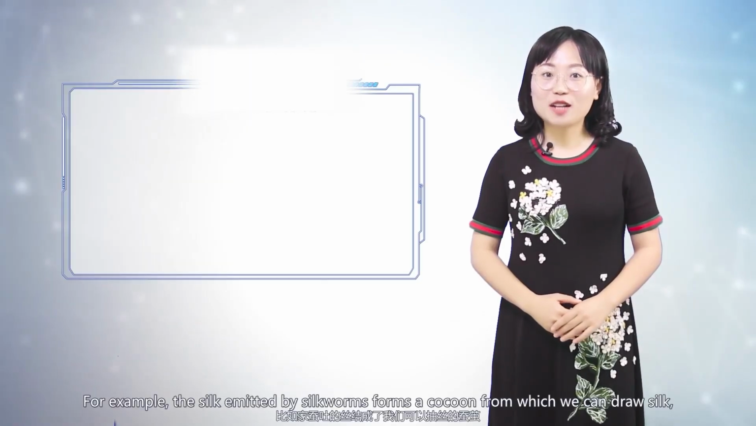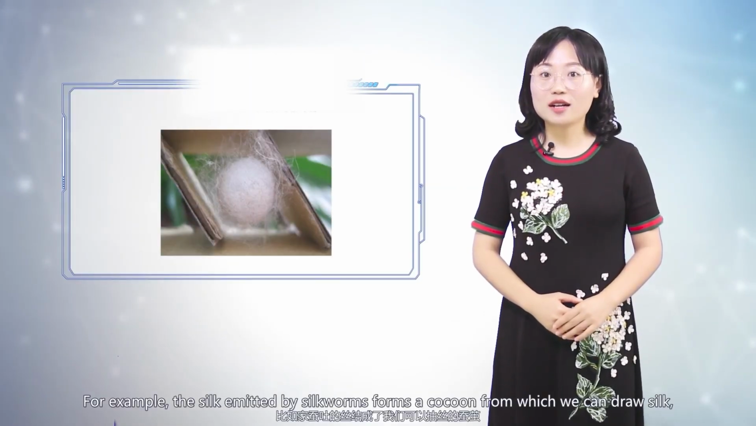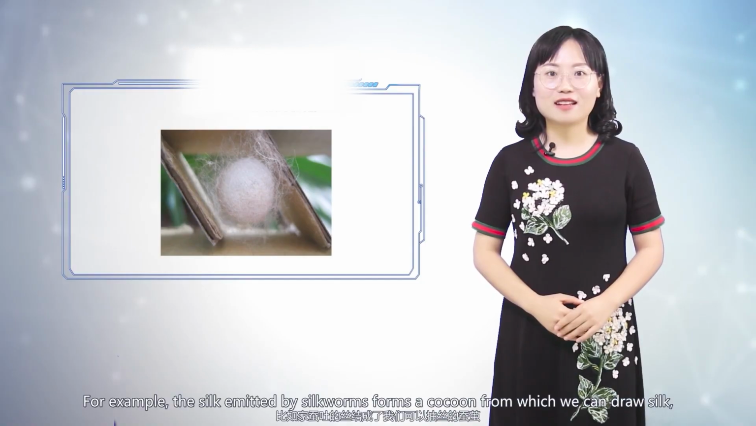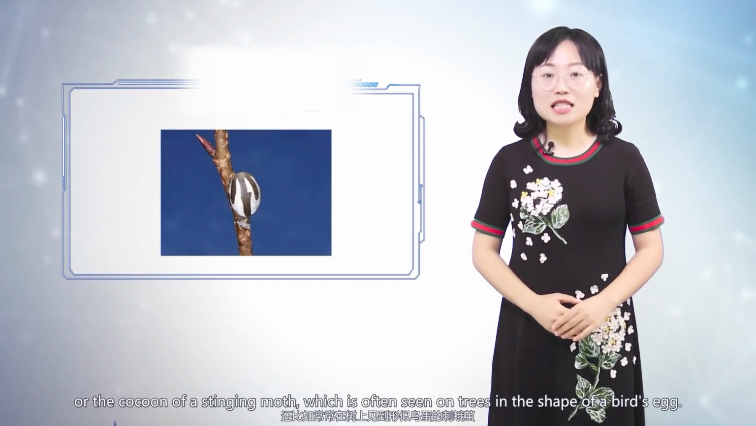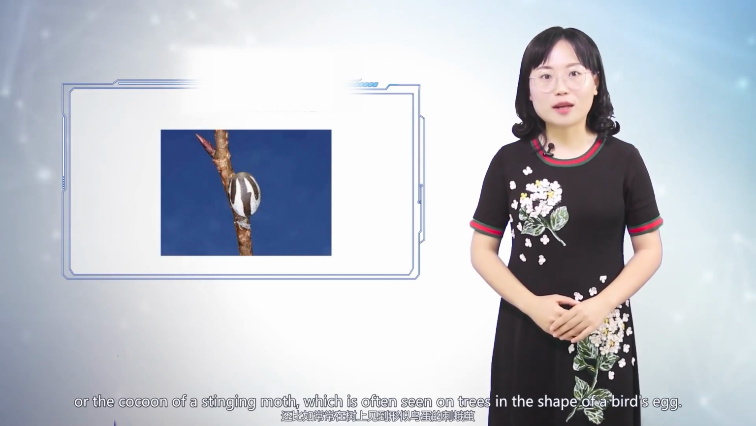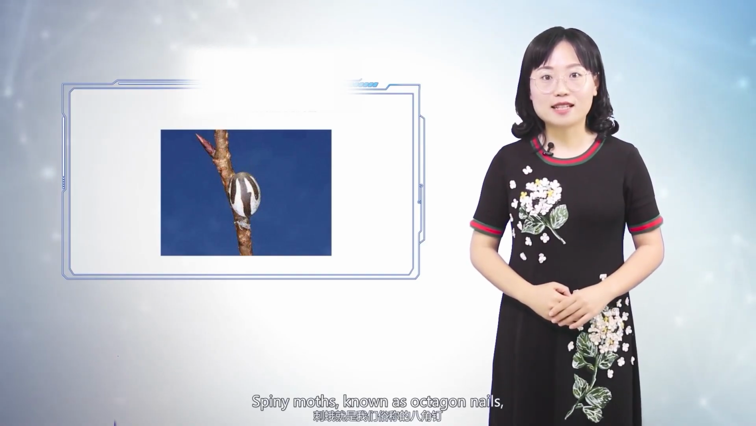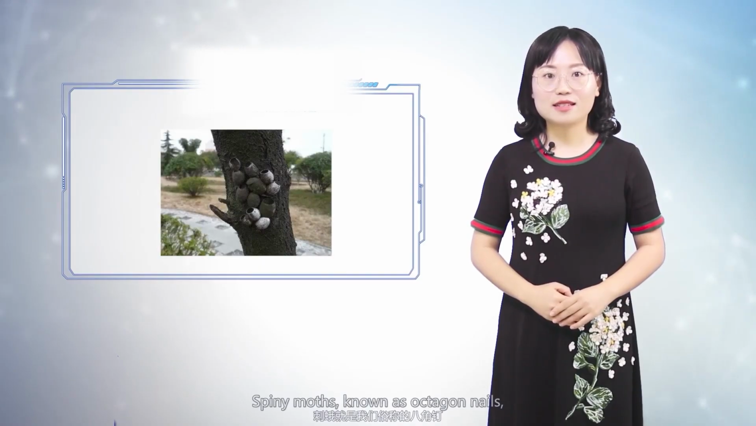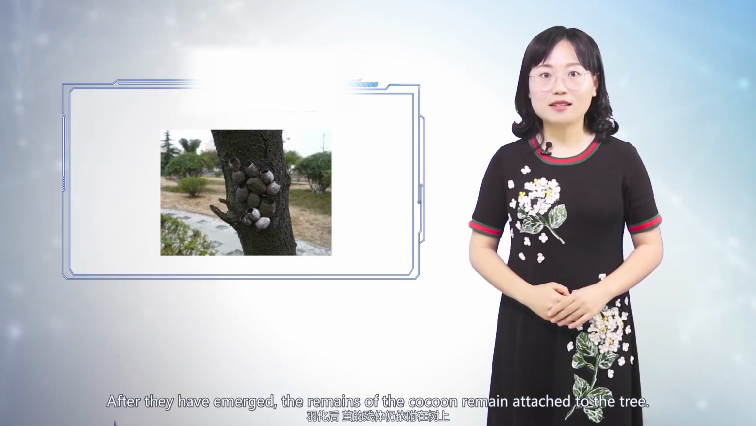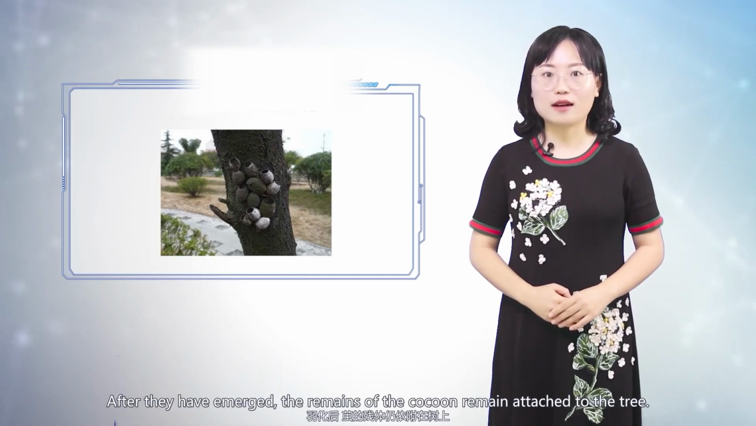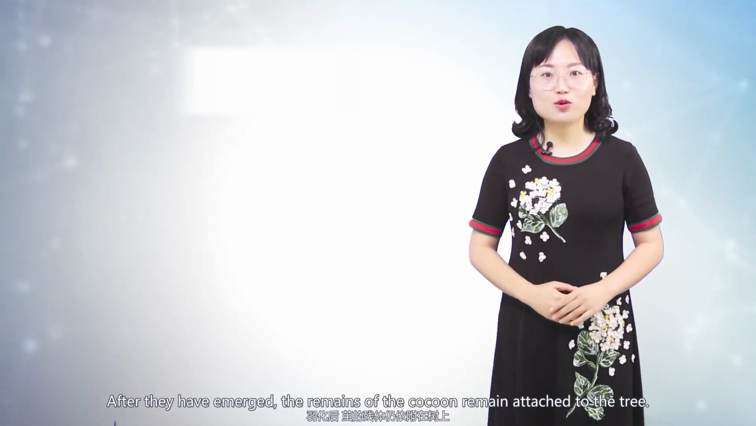For example, the silk emitted by silkworms forms a cocoon from which we can draw silk, or the cocoon of a stinging moth, which is often seen on trees in the shape of a bird's egg. Spiny moths, known as octagon nails, have hard cocoons that cling to the bark or branch of a tree. After they have emerged, the remains of the cocoon remain attached to the tree.